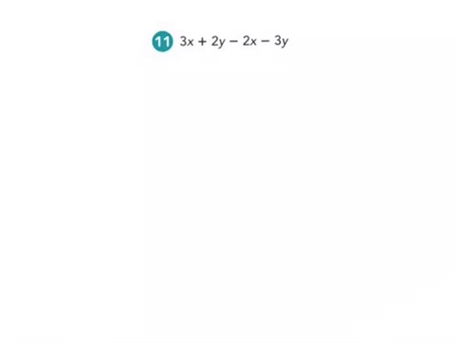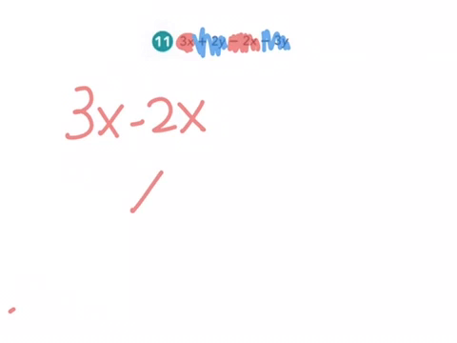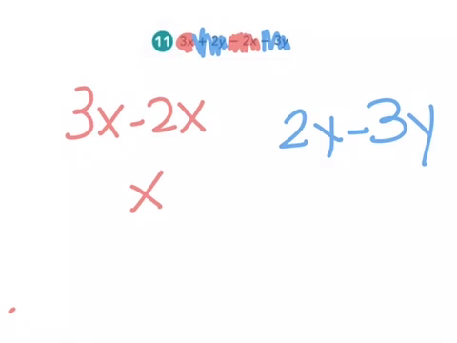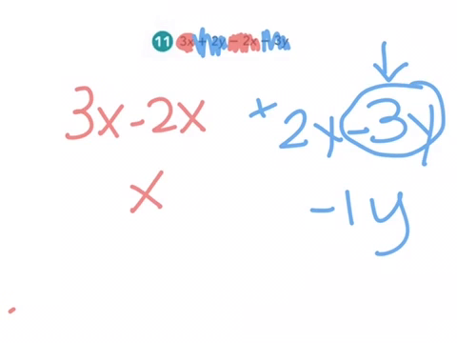Okay, last problem. Watch the signs. 3x, oops, I should combine like terms. 3x and a negative 2x. Then I have a 2y and a negative 3y. So 3x minus 2x combines to be an x. 2y minus 3y, it's a subtraction because they're different signs, and I'm going to get a 1y. However, the 3 has a bigger absolute value and it is negative, so it is a negative 1y.